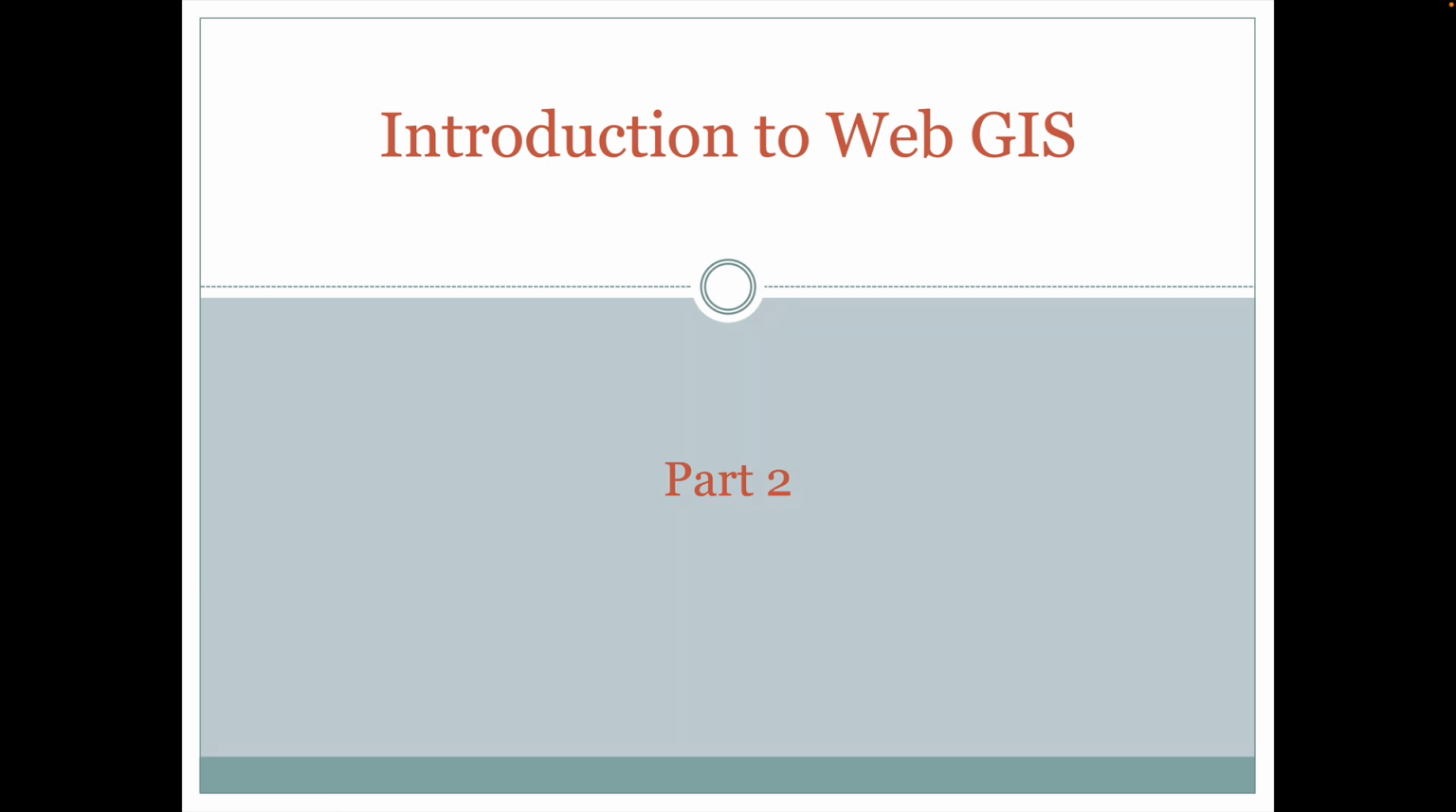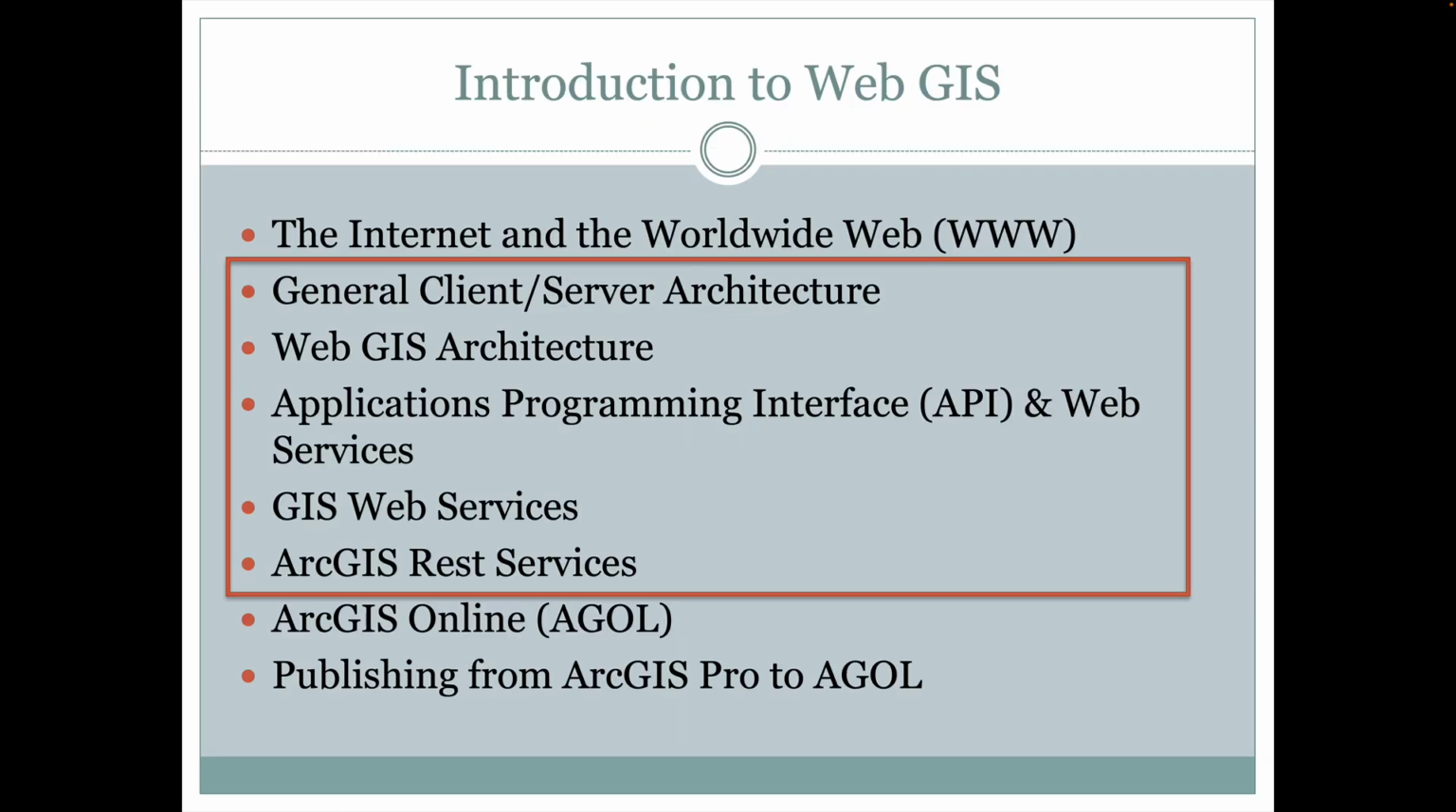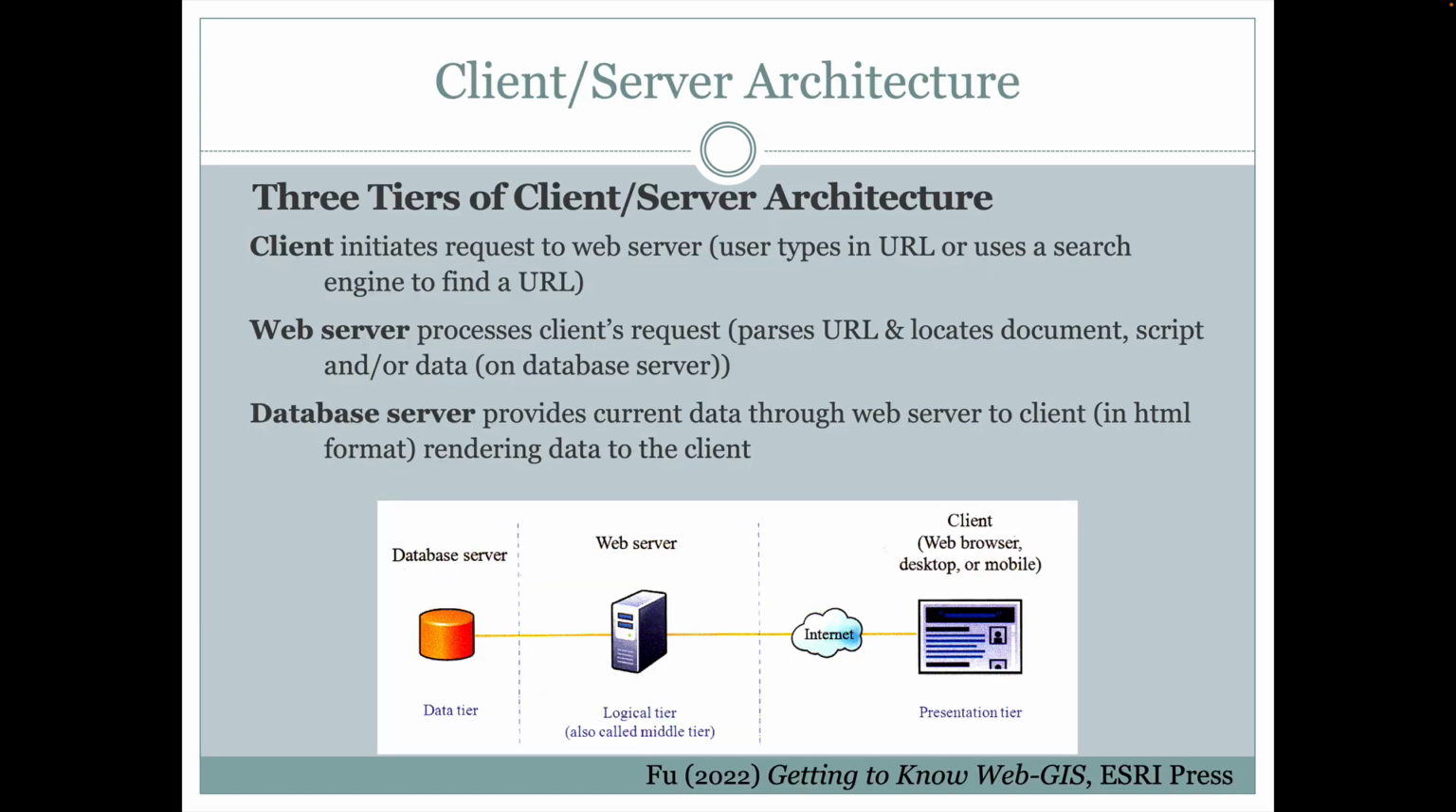This is an introduction to WebGIS and its part 2. In this part, we'll talk about the general client-server architecture, what's special about WebGIS architecture. We'll discuss application programming interfaces and web services. Then we'll specifically talk about GIS web services and show examples of ArcGIS REST services.